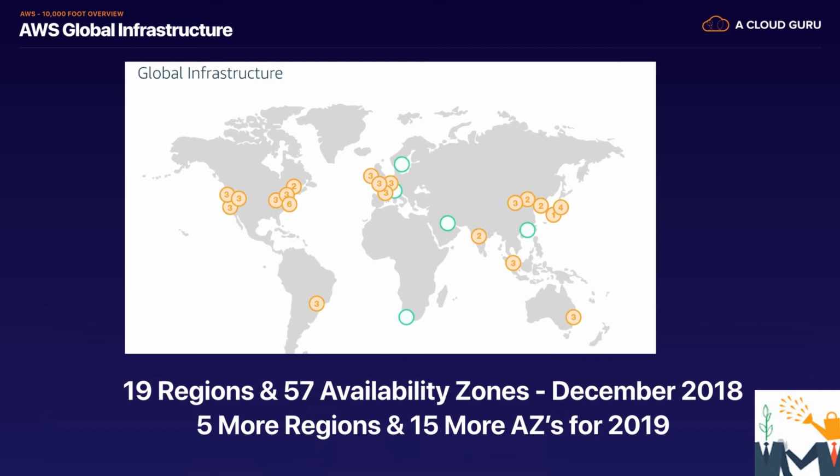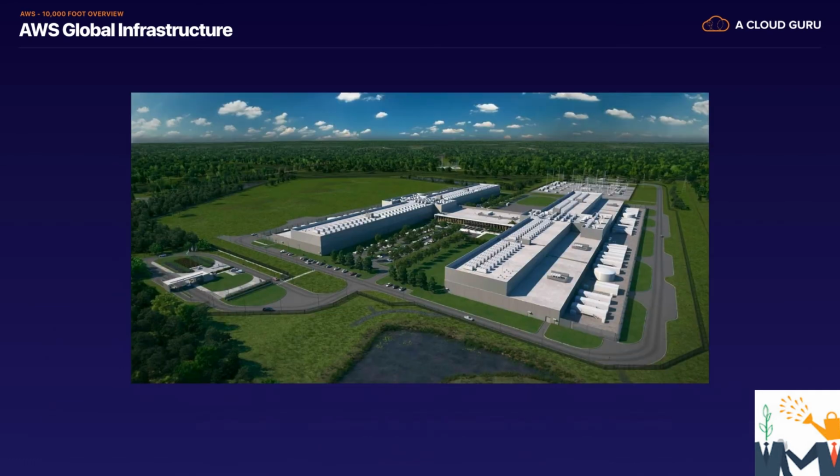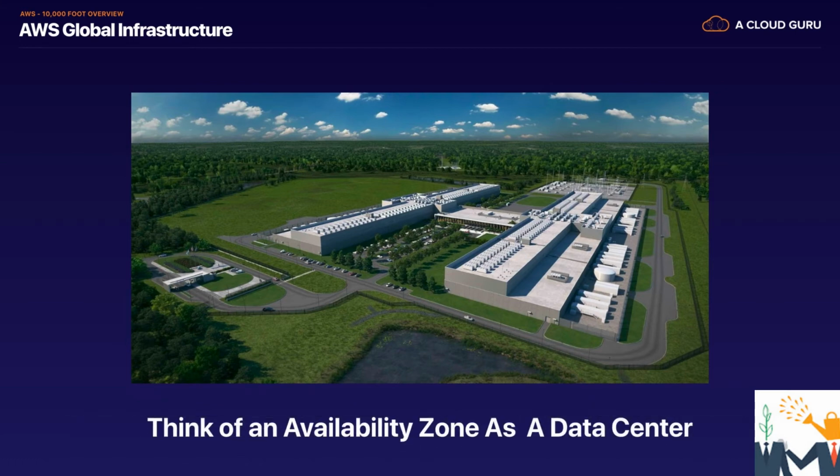Don't worry, you're never going to be tested on the number of regions and availability zones, but it is important to understand the differences between them, and also where they are, basically. Where's your local region? So before we look at a region, let's look at this. This is a data center, and some of you may have seen data centers before, some of you may have not.